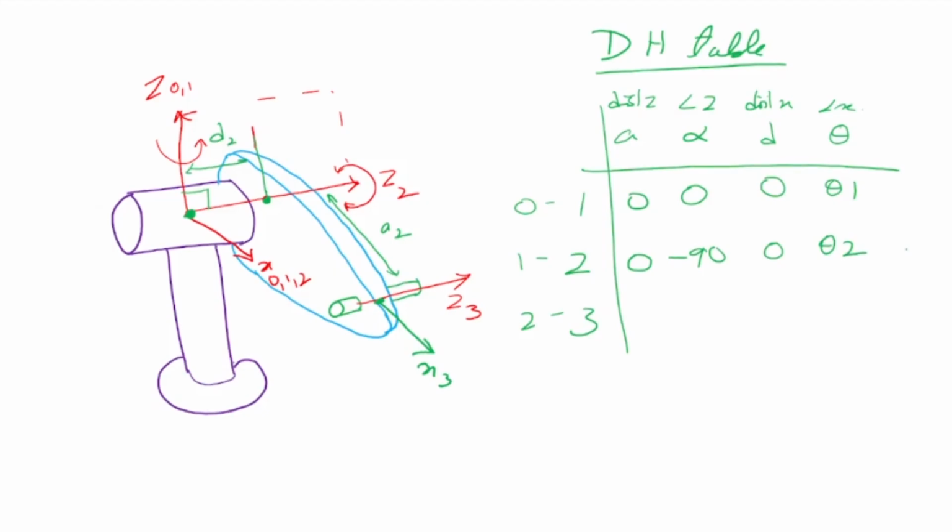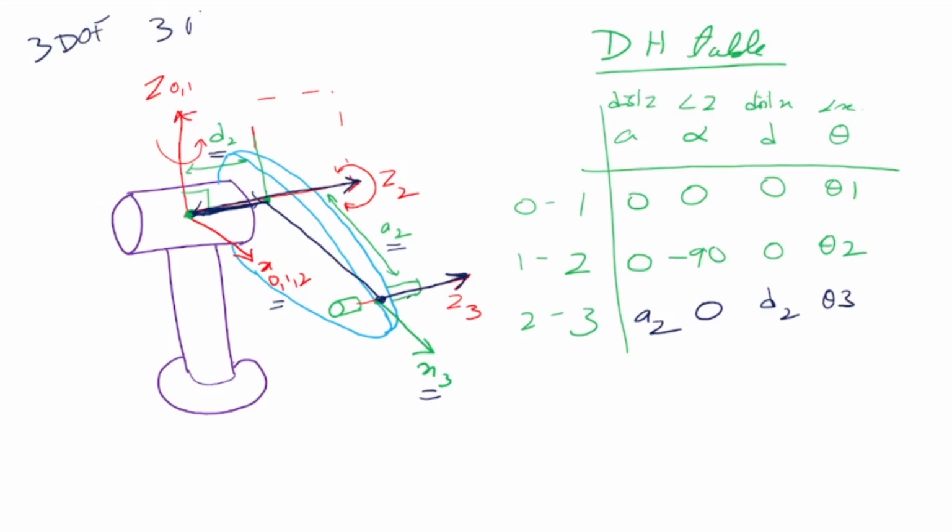Okay, what about the third one? Now look at the third axis. Z3 is here, Z2 is there. So what is the distance between them? It's A2. They are parallel axes and the distance is A2. What is the angle between them? There is no angle because they are parallel. What is the distance between the x-axes? Now x3 is here and x2 is there, so there is a distance here now. It's like saying this has moved from here to there, then it has moved like that. So this distance is my d2, and this is theta 3. So this is a 3 degree of freedom, 3R manipulator.